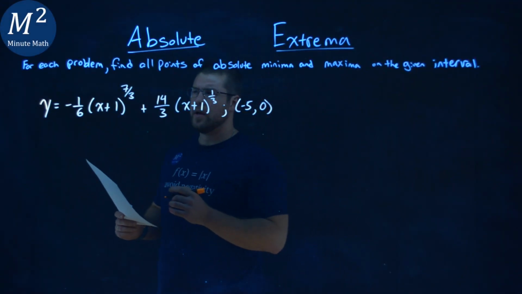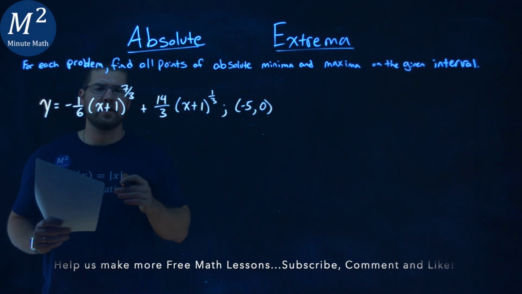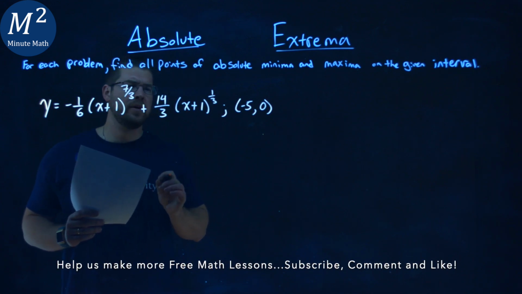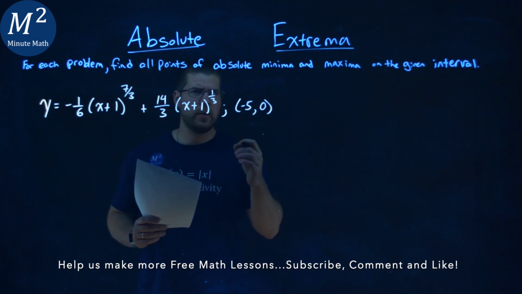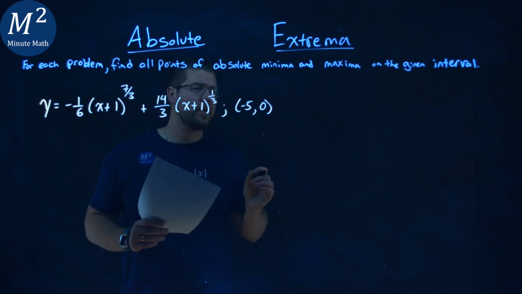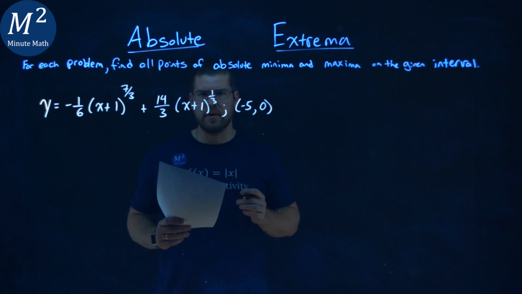We're given this problem right here. Y equals negative 1/6 times (x plus 1) to the 7/3 power, plus 14/3 times (x plus 1) to the 1/3 power, and we want to find all points of absolute minima and maxima on our given interval from negative 5 to 0.